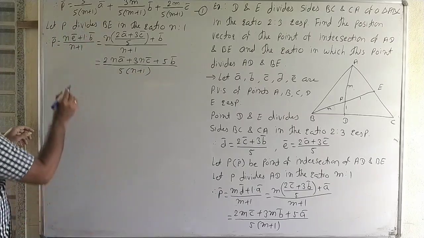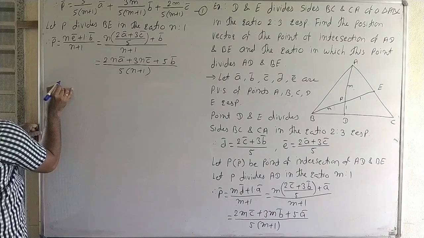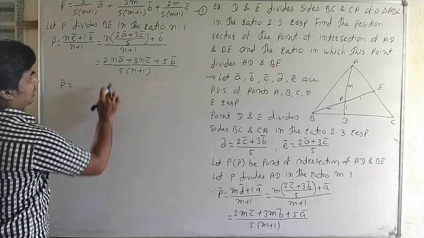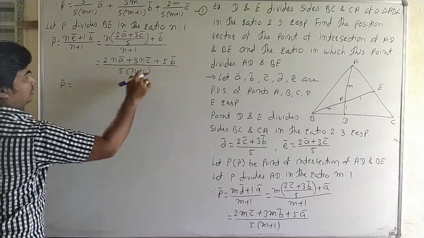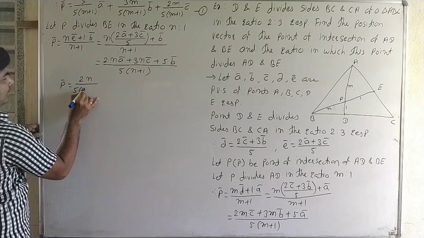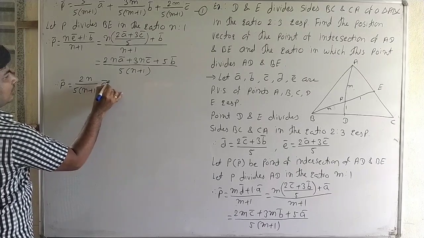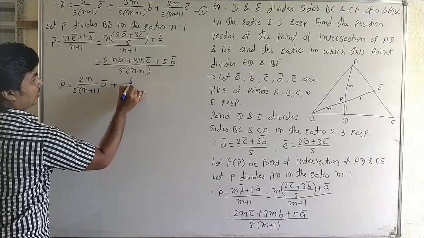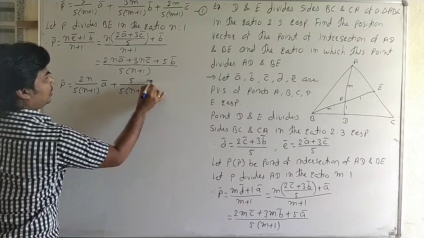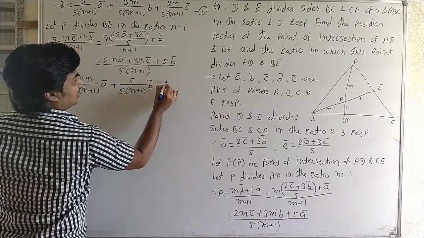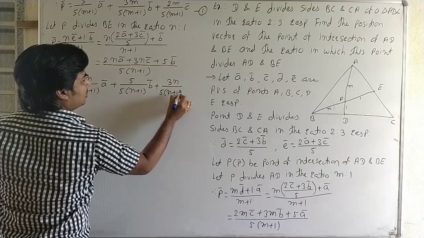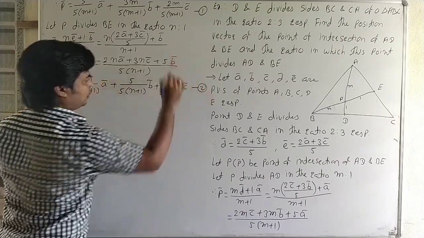See carefully. Therefore this vector, p bar is, in terms of a bar, b bar, c bar: 2n upon 5 into n plus 1 a bar plus 5 upon 5n plus 1 b bar plus 3n upon 5n plus 1 c bar. It is equation number 2.